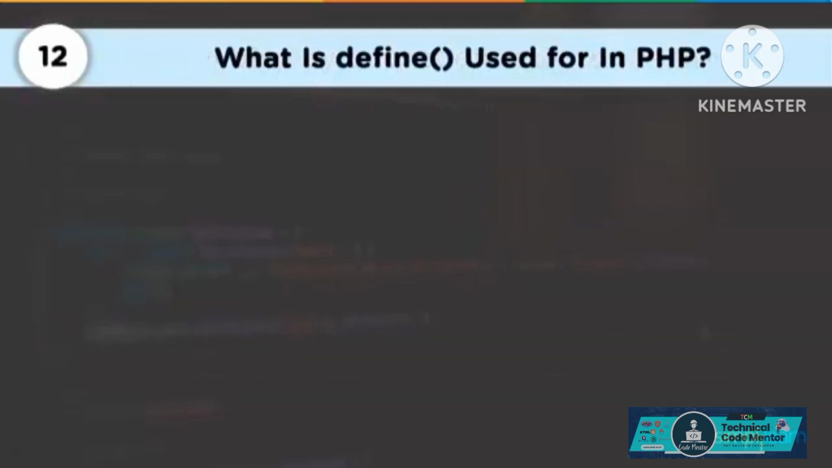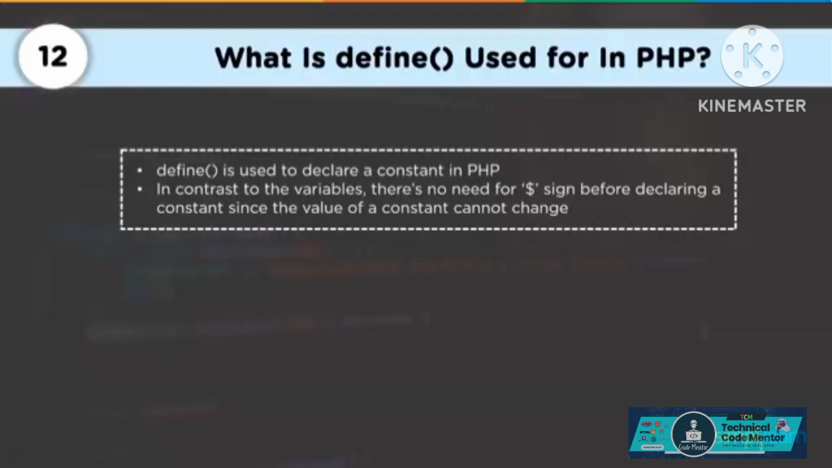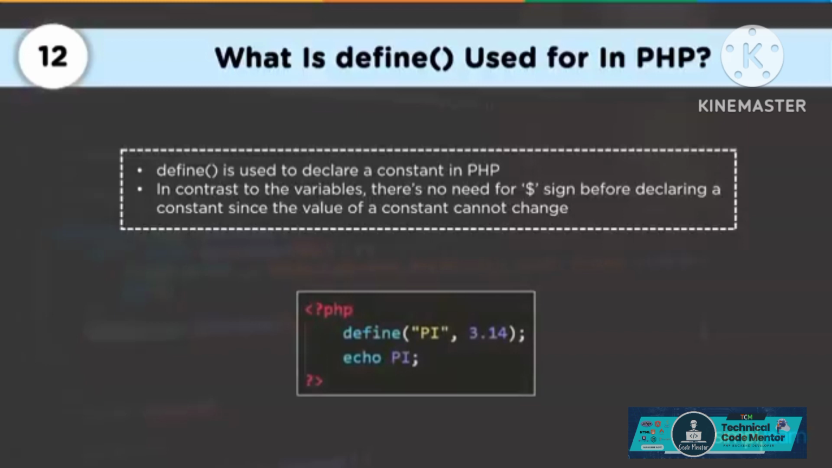Moving on, what is the define function used for in PHP? Now define is used to declare a constant in PHP. Also, in contrast to variables, there's no need for a $ sign before declaring a constant since the value of a constant does not change. Now, this is how you can use the define function to declare a constant.